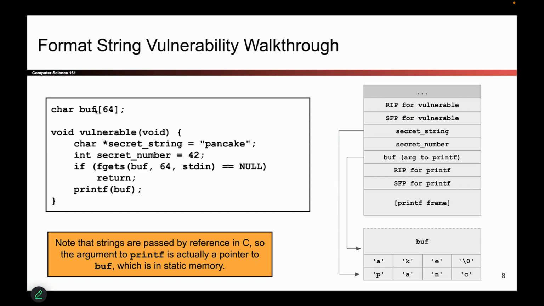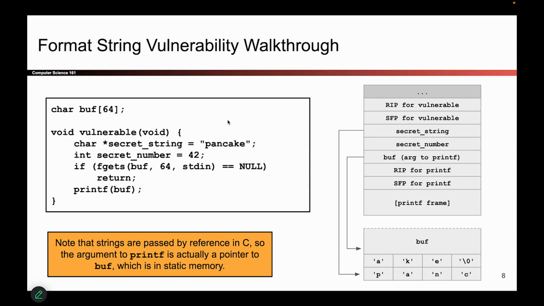And here the buffer is defined outside of the function. So that's why we have buff defined out here in the static part of memory. That's why it's down here. And then we have this function called vulnerable. And remember, anytime you call a function, when we open up the brand new stack frame, we first add the RIP of vulnerable and the SFP of vulnerable. Those are the saved values in the EIP and the EBP register, respectively. So there they are, sitting on the stack.